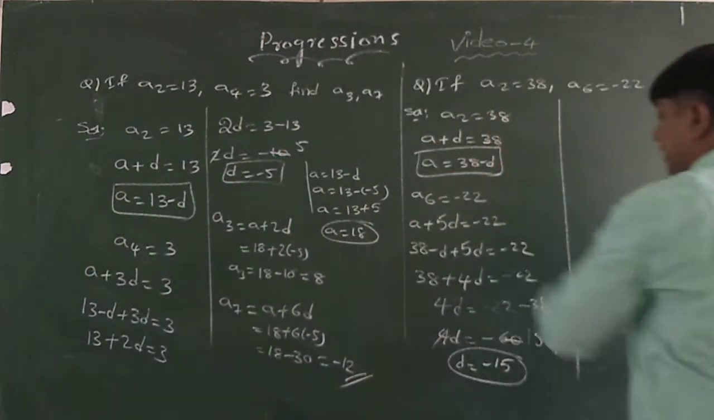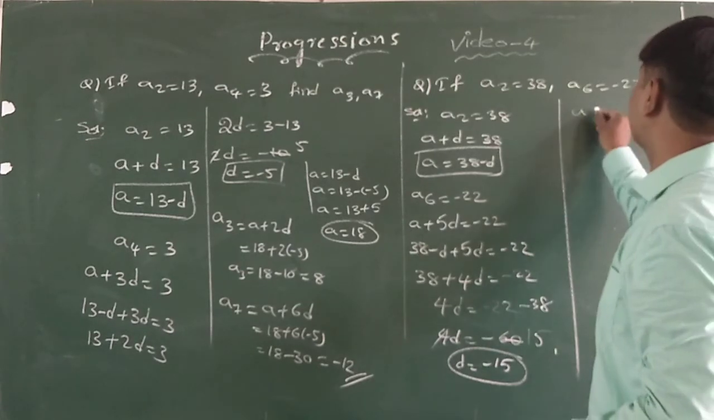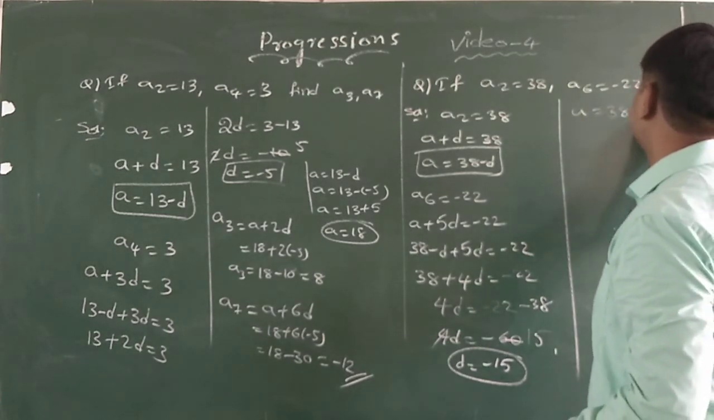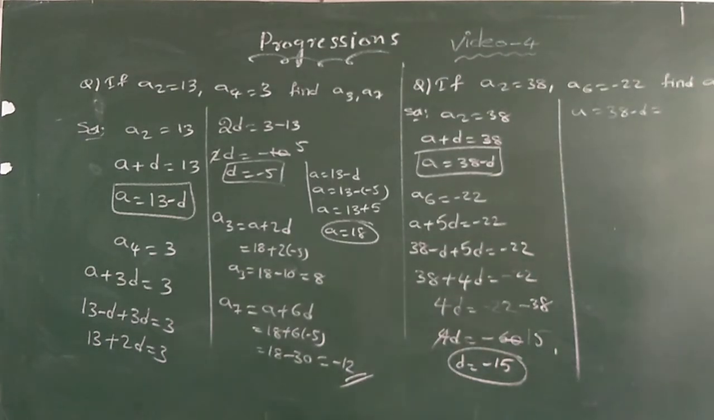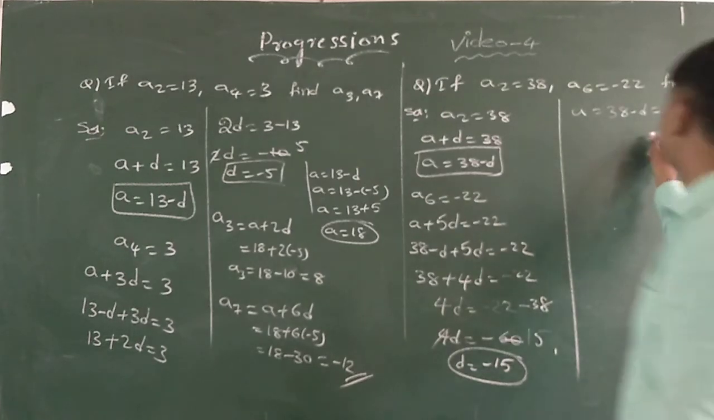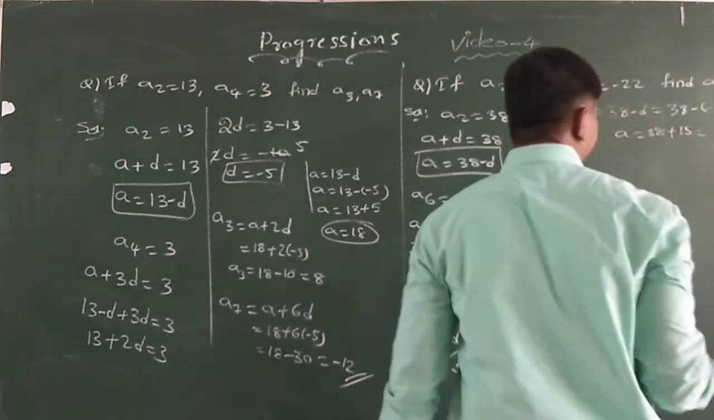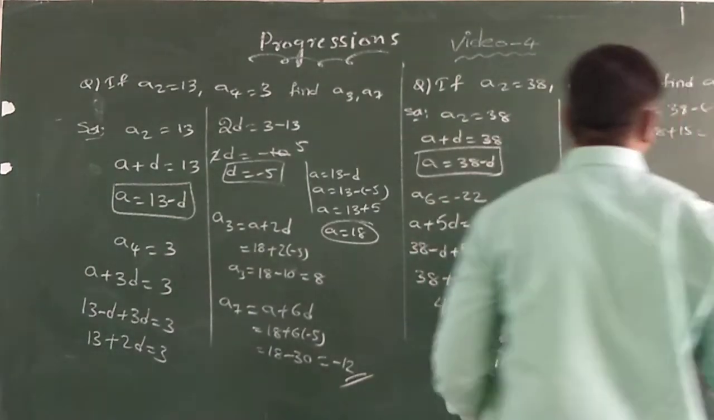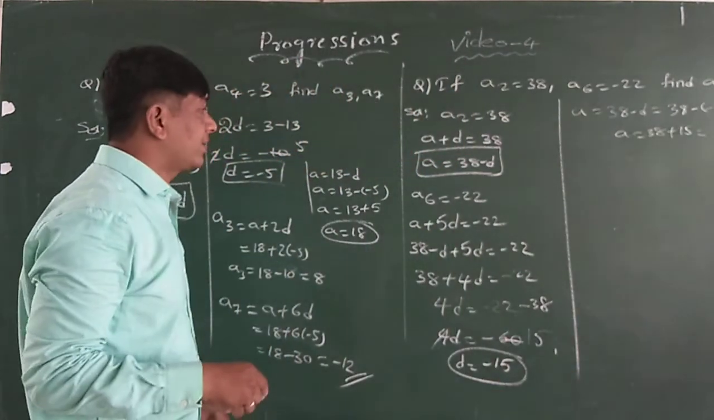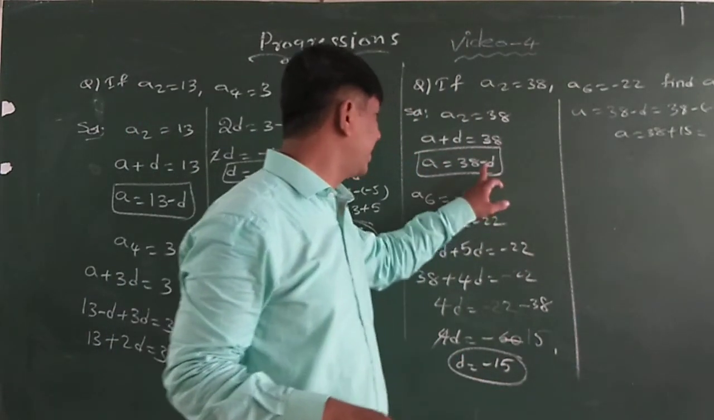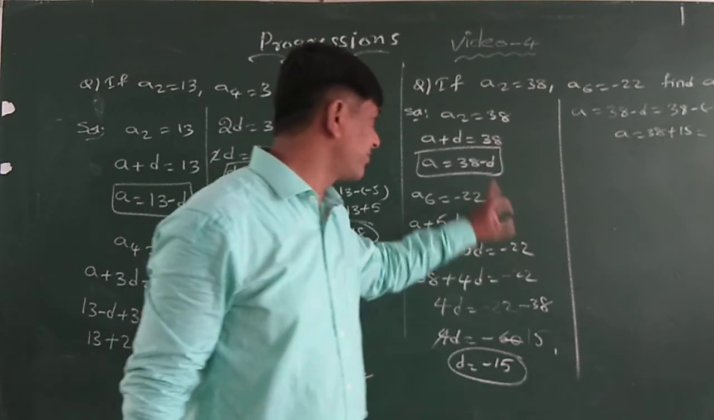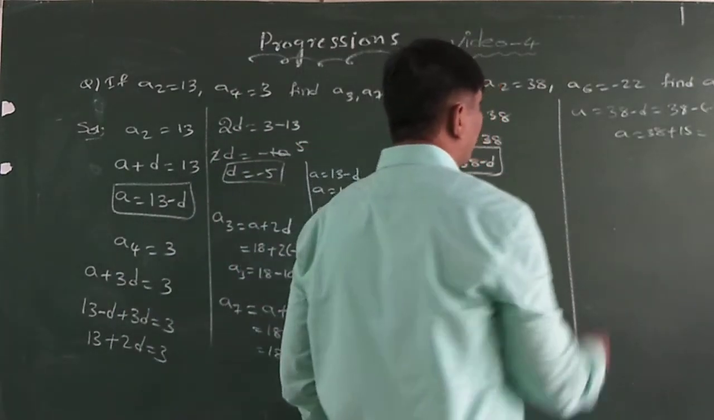Now find out the A value. A is equal to 38 minus D, that is 38 minus of the D value, which is minus 15. That is A is equal to 38 plus 15, which is equal to 53. Okay, A is equal to 53. Substitute the D value here: 38 minus of minus 15 is 38 plus 15, 53. Now what do you require here?